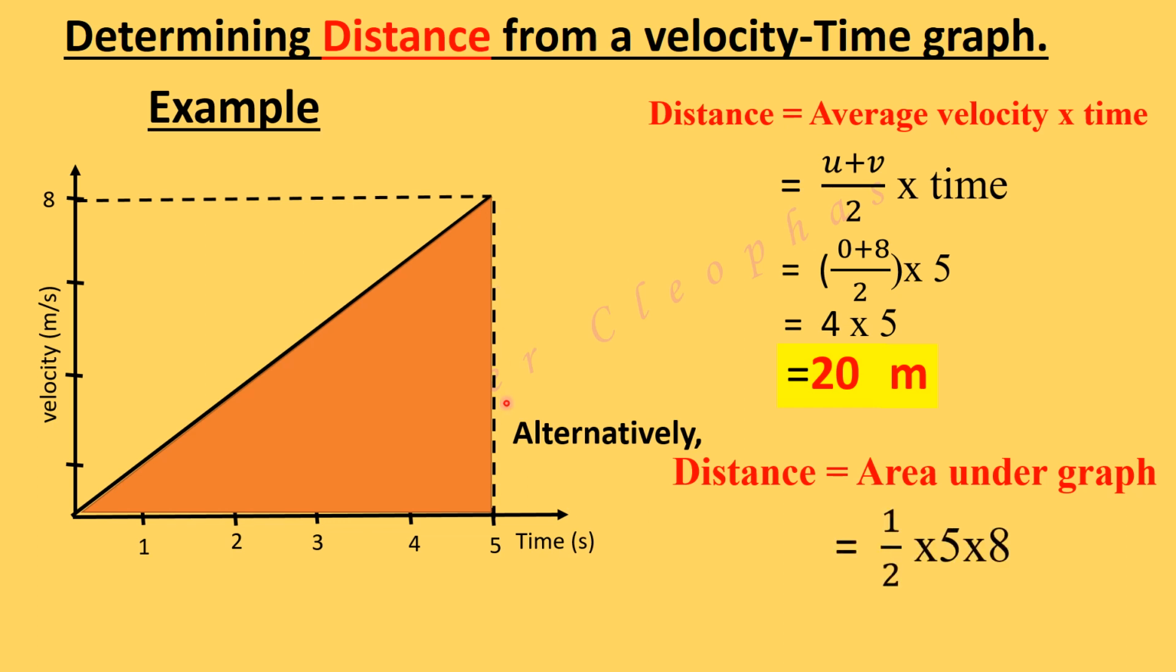Now we substitute that information here. That is a half times base, which is 5, times 8, which is our height, and this gives us 20. Remember, the unit is meters. So we can see the two methods are the same. Getting the average velocity times time or the area under the graph, they give us the same thing.